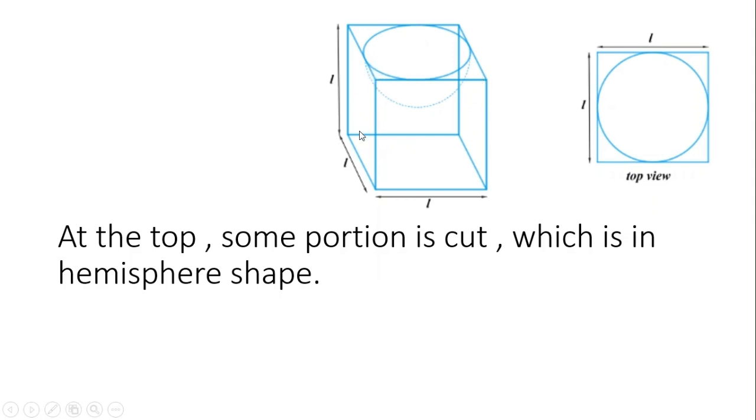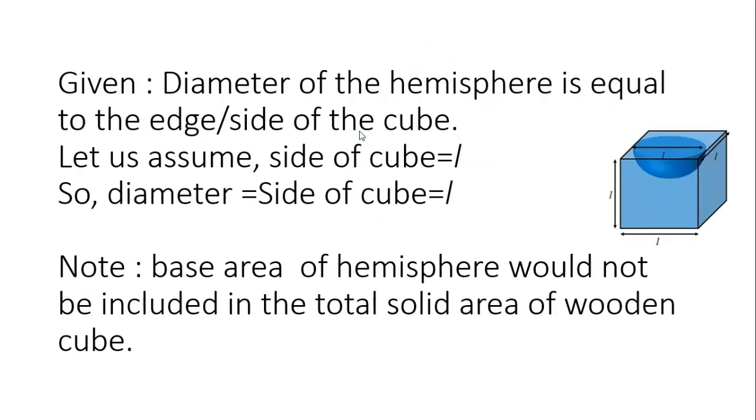Now what is given here? The diameter of the hemisphere is equal to the edge or the side of the cube. If you observe clearly, the hemisphere is cut out like this. So let us assume the side of the cube, or the edge of the cube, as L. So the diameter of the hemisphere will be equal to the side of the cube L.